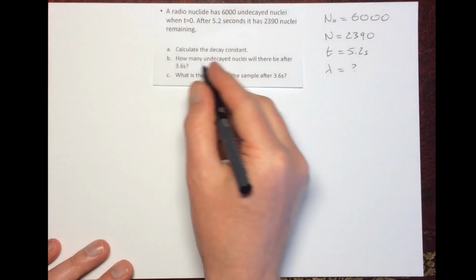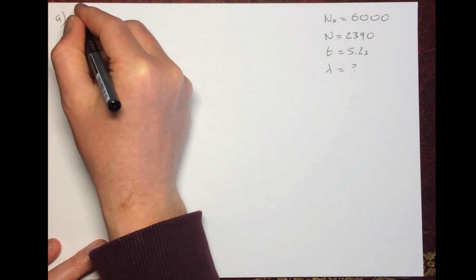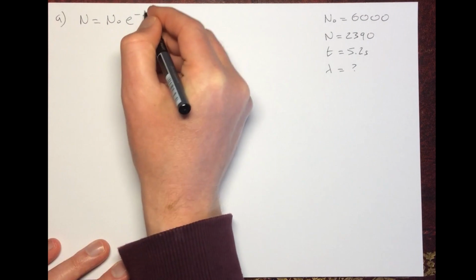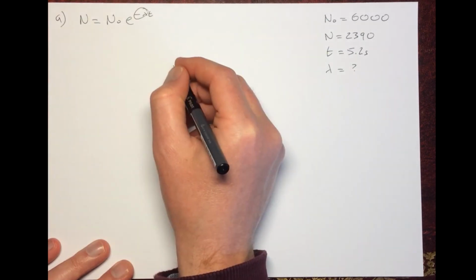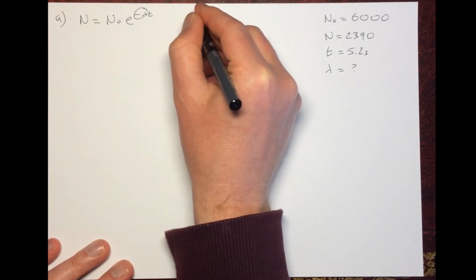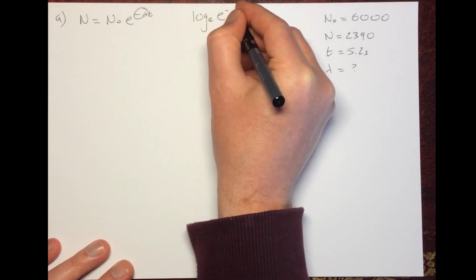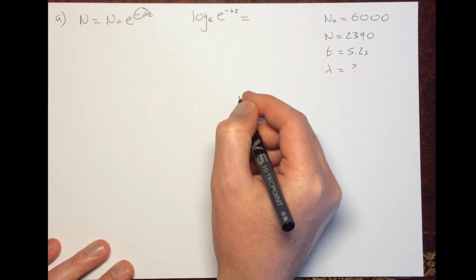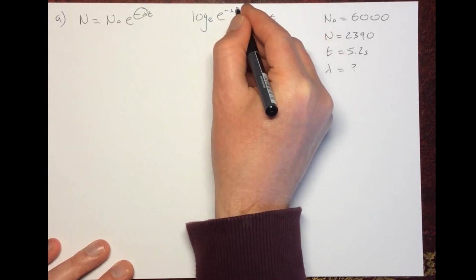So what we're going to need to do here, working out the decay constant, the first thing we're going to need to do is use this equation. Now, before we start this, it's worth being aware that when you log to the base e of e to the minus lambda t, it will just give you minus lambda t.